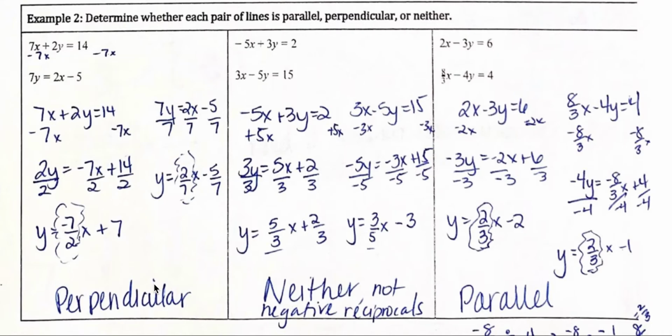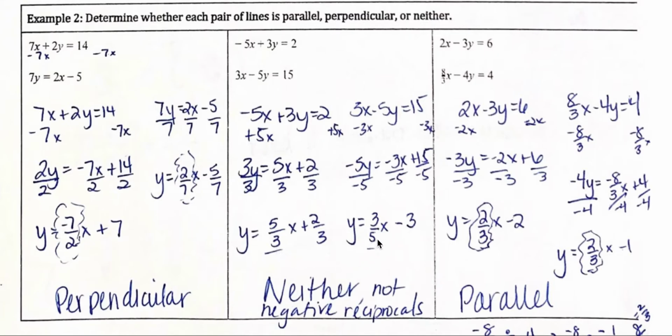The second one, the same idea. You're going to go through and put it in slope-intercept form. So you can see I added 5x to both sides. 3y equals 5x plus 2. Divide each term by 3, and you're left with y equals 5/3 x plus 2/3. The second one, 3x minus 5y equals 15. Move your 3x over, divide by negative 5, and you're left with y equals 3/5 x minus 3.